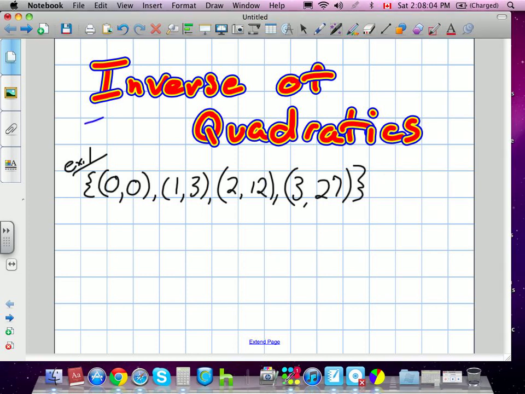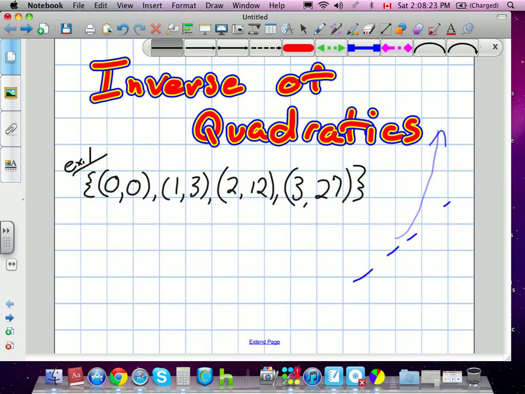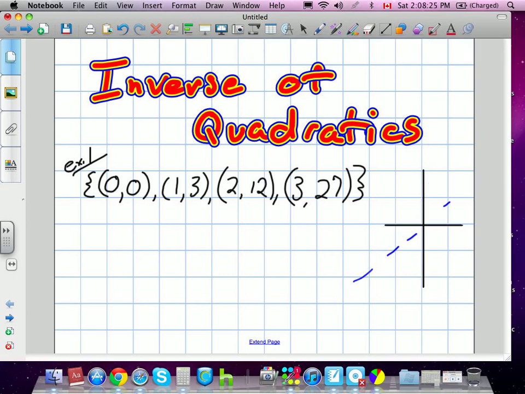Okay, so we're going over the inverse of quadratics, right? They've given us 4 points here, and we could put up a Cartesian plane and plot 0,0, 1,3, 2,12, 3,27, something like this. We're just going to do a rough sketch. So we have a pretty thin looking parabola.